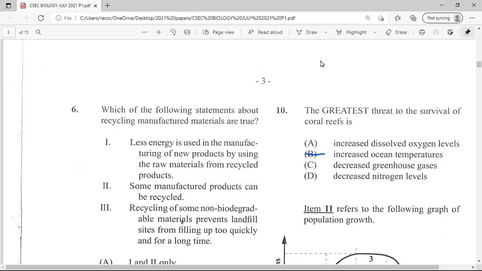Decrease in nitrogen level. Now, nitrogen level, once there is an increase in nitrogen level, we know about sewage and all of that, it's going to damage your coral.